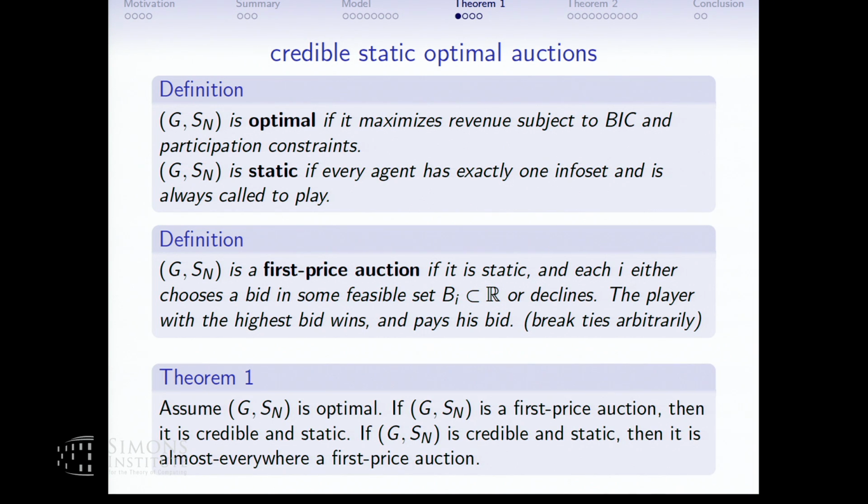Theorem 1 says this is exactly what you need for the characterization. Assume the protocol is optimal. If it's a first price auction, it's credible and static. If it's credible and static, then it's almost everywhere a first price auction. By almost everywhere, I mean that this description must be correct except for a measure 0 set in the type space.